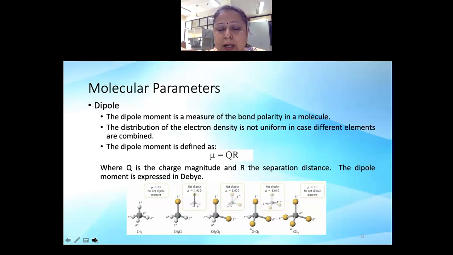Dipole. The dipole moment is a measure of the bond polarity in a molecule. The distribution of electron density is not uniform when different elements combine, and we define dipole moment mu equal to QR, where Q is the charge magnitude and R the separation distance, and the dipole moment is expressed in Debye. Here, in the case of methane, CH4, the net dipole becomes 0 as all the hydrogens are distanced equally and they have equal charge on them.